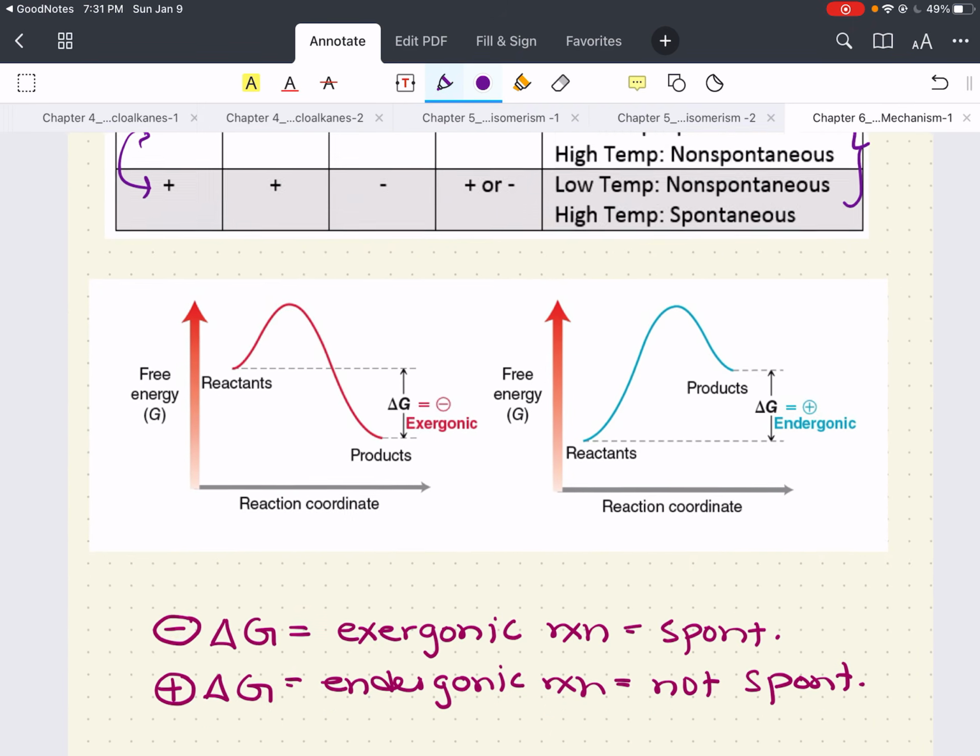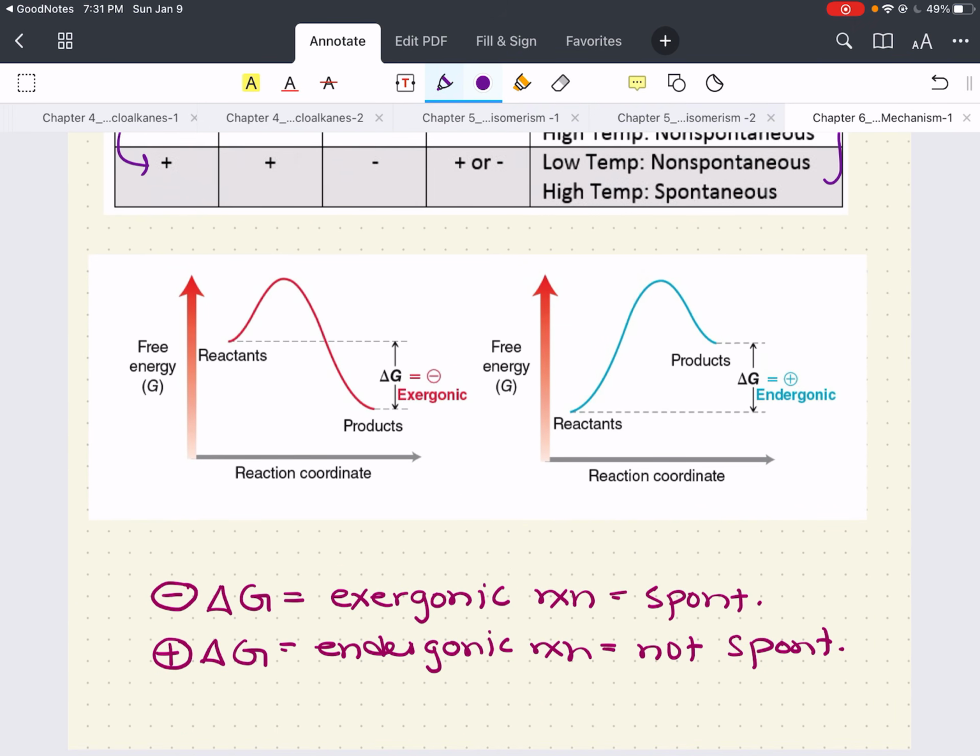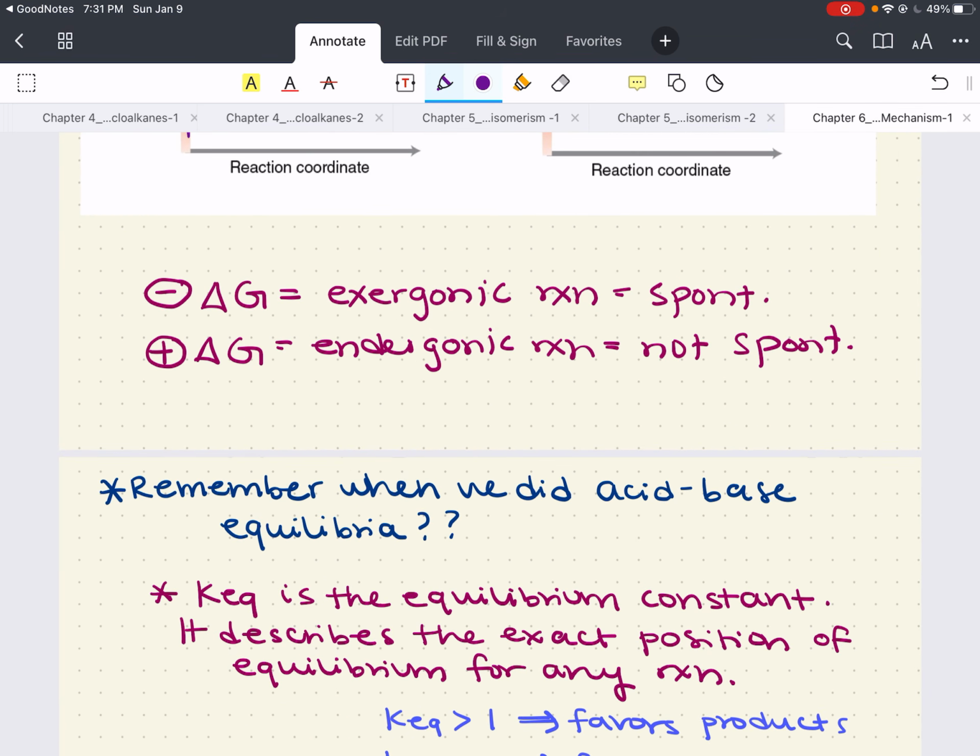Remember, just really quickly so we can view a quick chart of delta G versus your reaction coordinates, if the difference in delta G is negative, then your reaction is called exergonic. And if the difference is positive, if your delta G is positive, then it's called endergonic, and those reactions are not spontaneous.